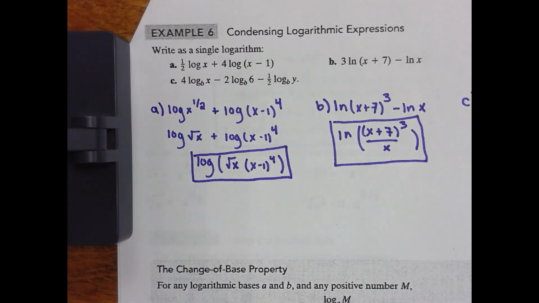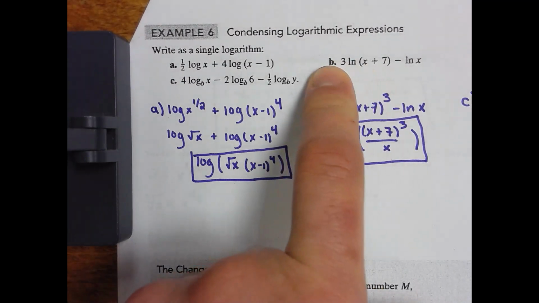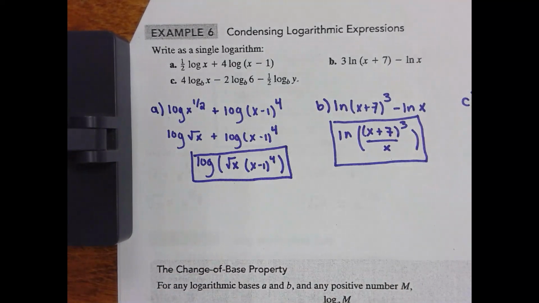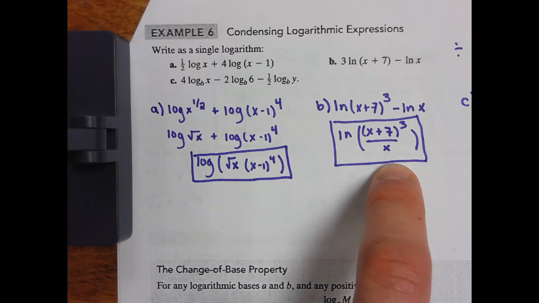So in part B, the idea is the exact same. What can I do to start? I can take that coefficient of 3, I can make it the exponent. So that's x plus 7 cubed minus natural log of x. This time I'm recognizing that the natural logs are being subtracted. And so when I condense these, I should see division. Now, notice I'm not writing the division symbol like this, right? We are always going to write it as a fraction. Fractions are just division. Okay, that's a more formal way to write these than using this division symbol. So it's just x plus 7 cubed divided by x.